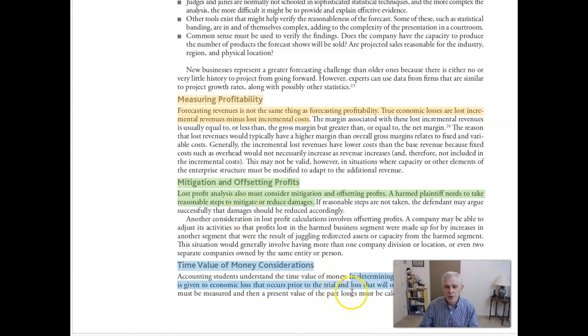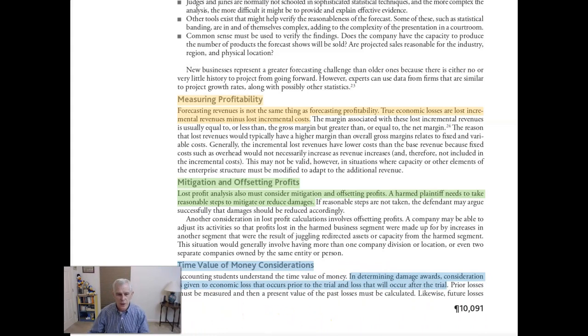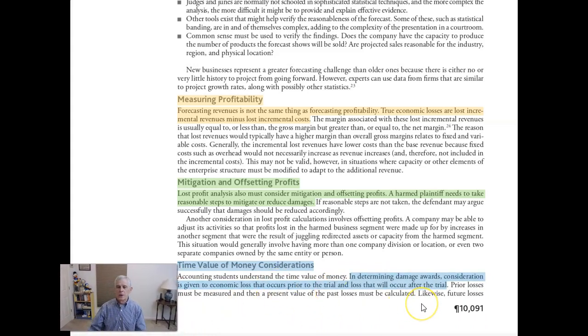Then time value of money considerations. In determining damage awards, consideration is given to economic loss that occurs prior to trial and after trial. So we saw those amounts earlier in those boxes, right? Damages before trial, after trial. And so you'll add interest on the damages before trial. Damages after trial, you'll bring all those back to a present value figure. That's what this is, time value of money consideration.